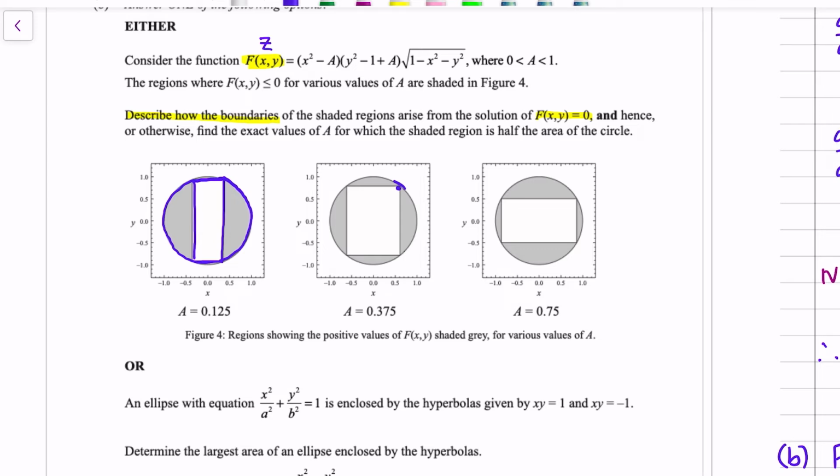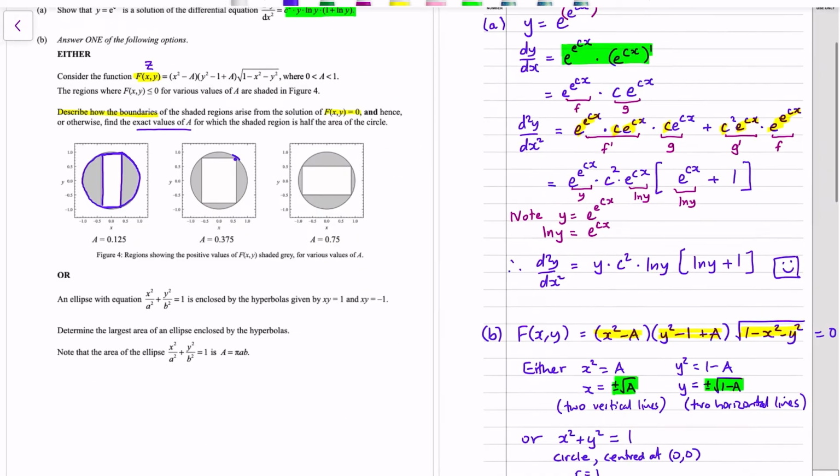And now we need to find the exact values of a for which the shaded region is half the area of the circle. To find the shaded area is quite complicated because it's a circle. It's not a circle, sorry, it's 4 segments of a circle. But if we take the full circle and then we remove the rectangle, that gives us the shaded region.